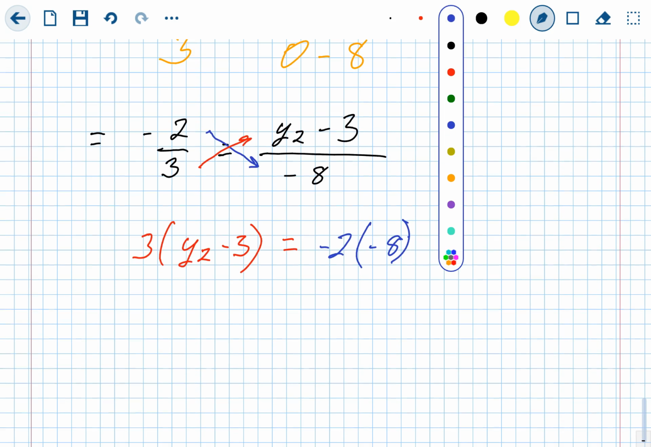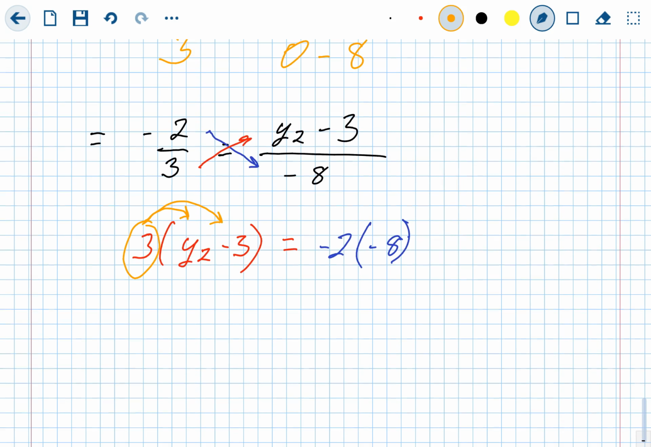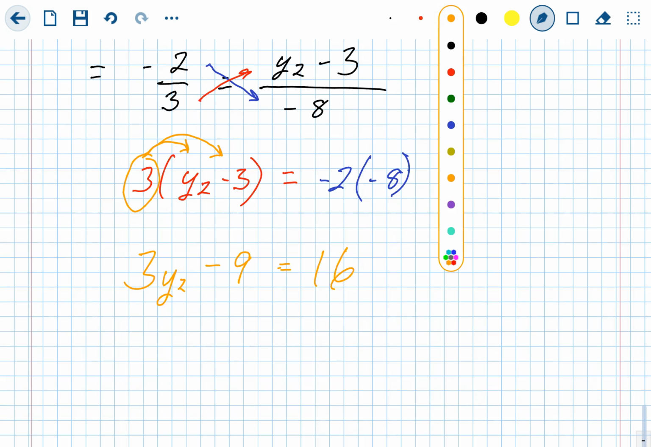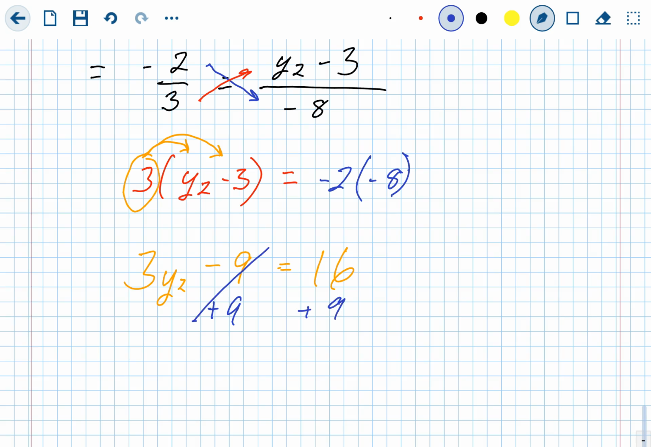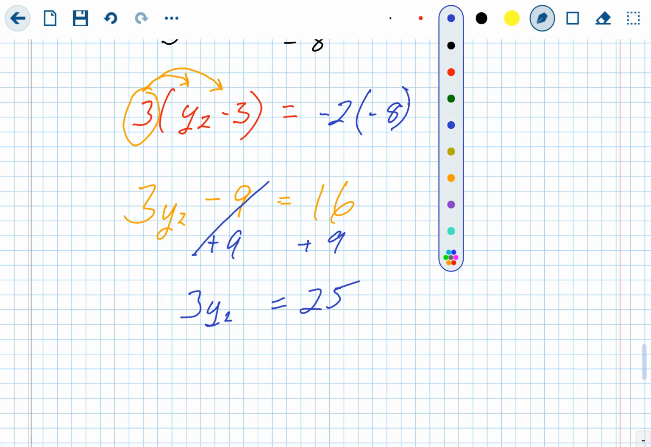Distribute and simplify, and then we'll solve that equation. Distribute the 3. 3 times y is 3y. 3 times negative 3 is negative 9. And then negative 2 times negative 8 is positive 16. And solve for y. Add 9 to both sides, divide by 3. Leaves us with 3y equals 25. And then divide by 3.